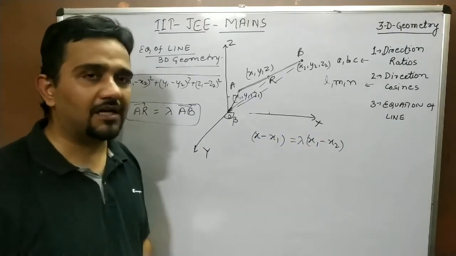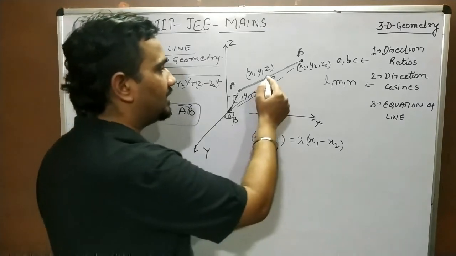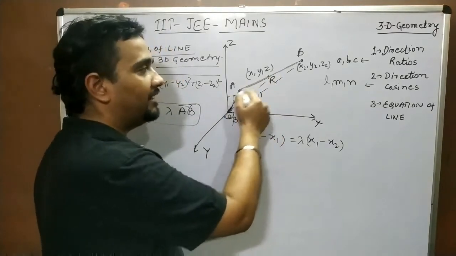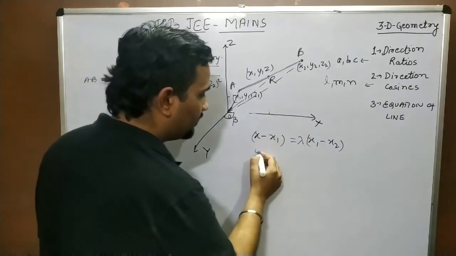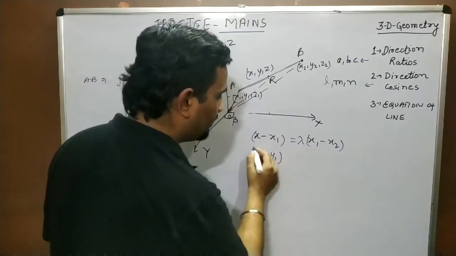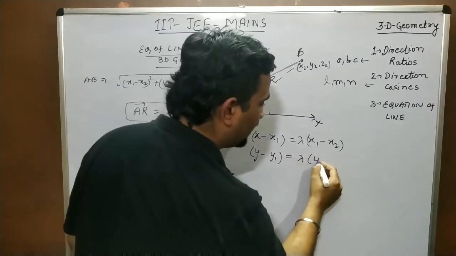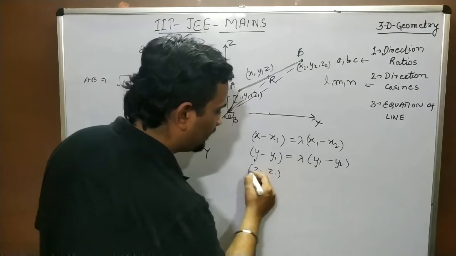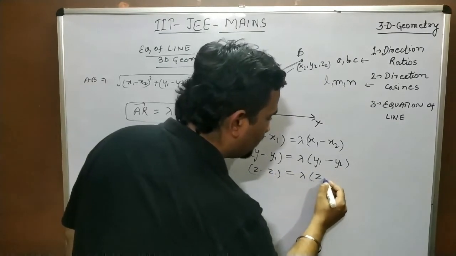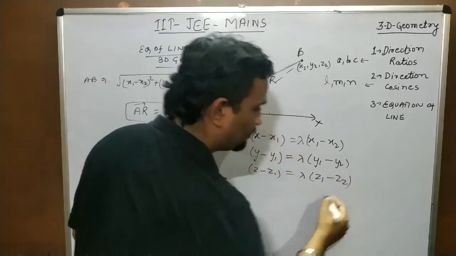Okay, so that's it, plus or minus. If we take r as the inside point, then it will be minus and it will be plus. Okay, so the same goes with y minus y1. We can write the same equation like this: y1 minus y2, and z minus z1 can be written as lambda into z1 minus z2.